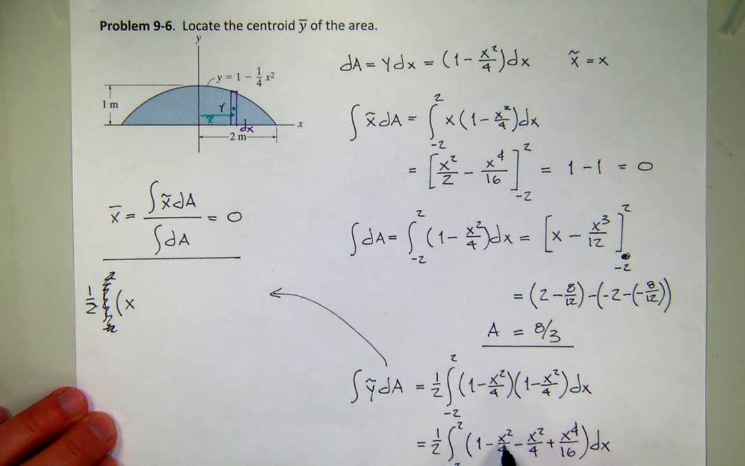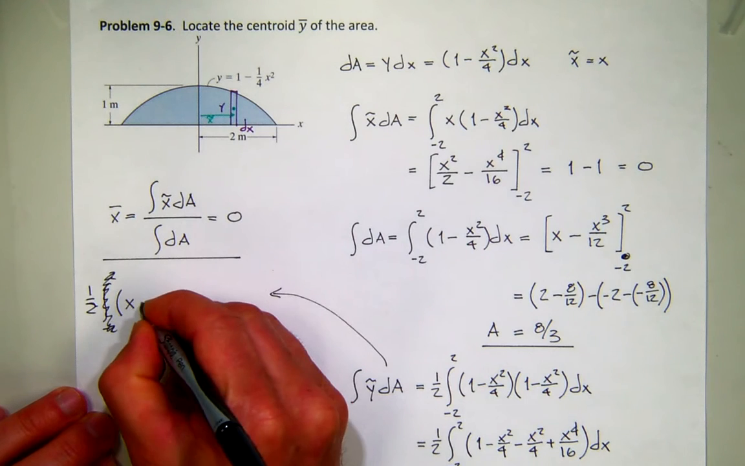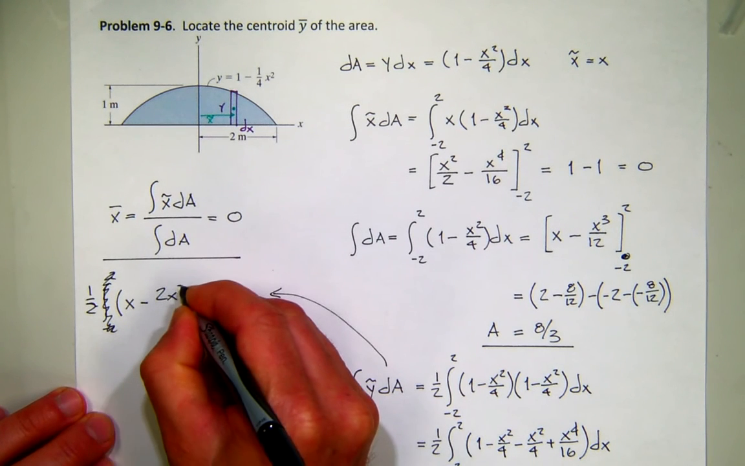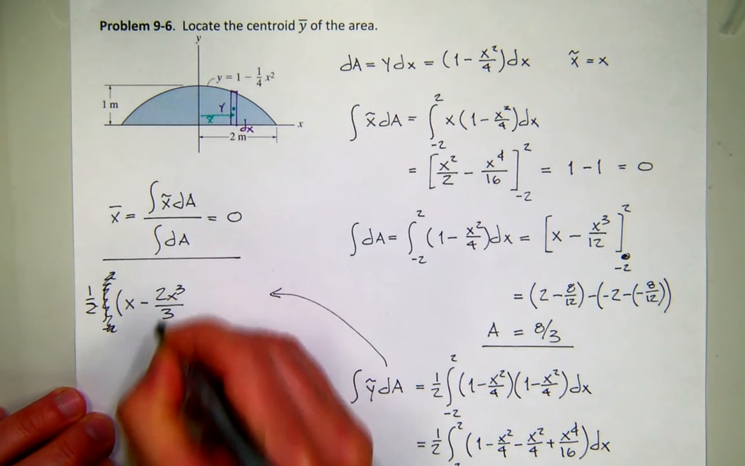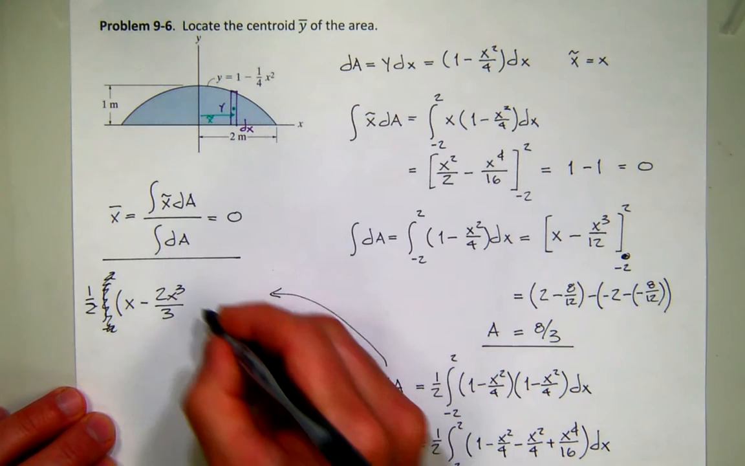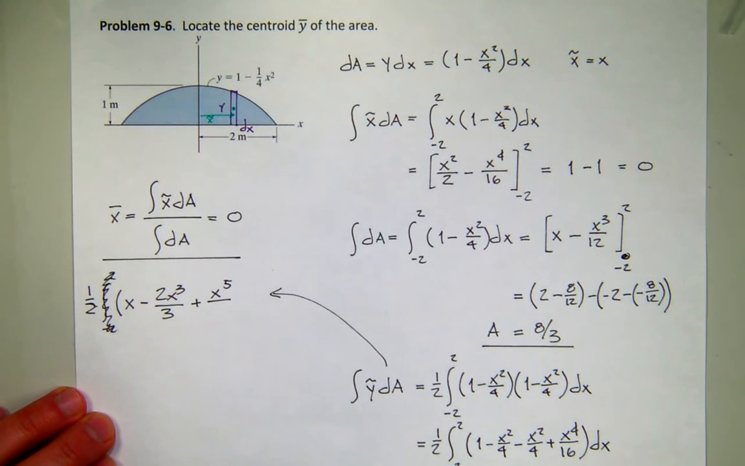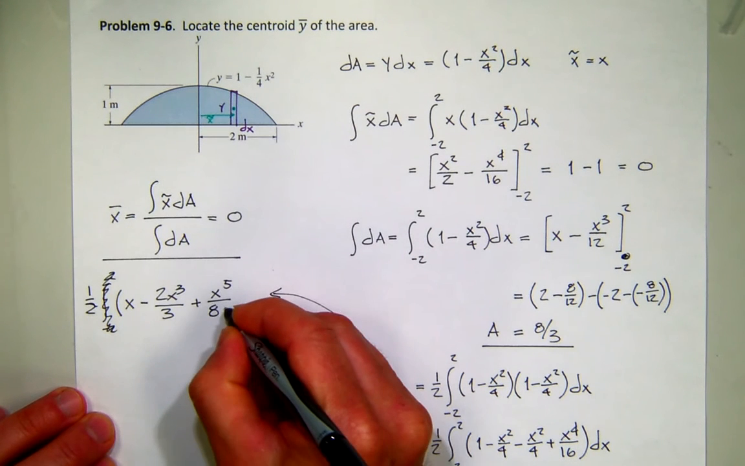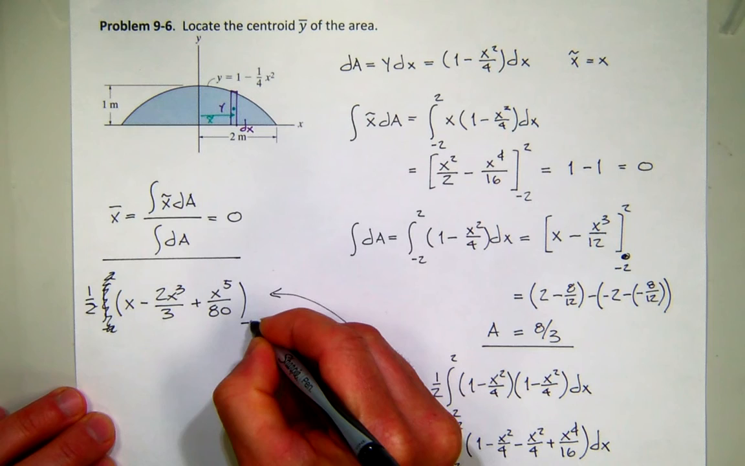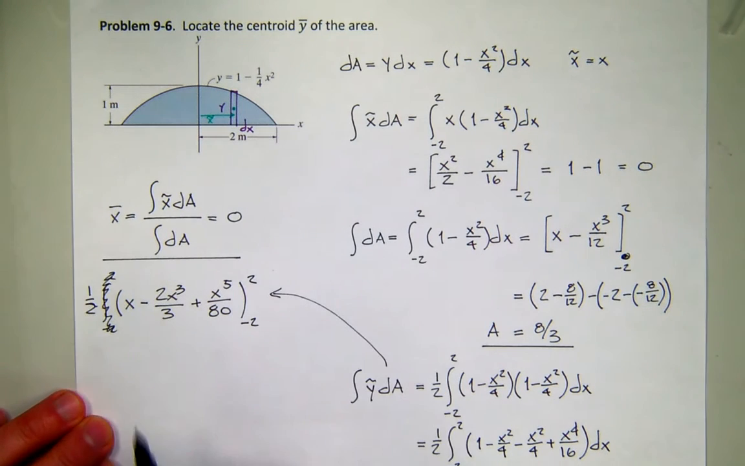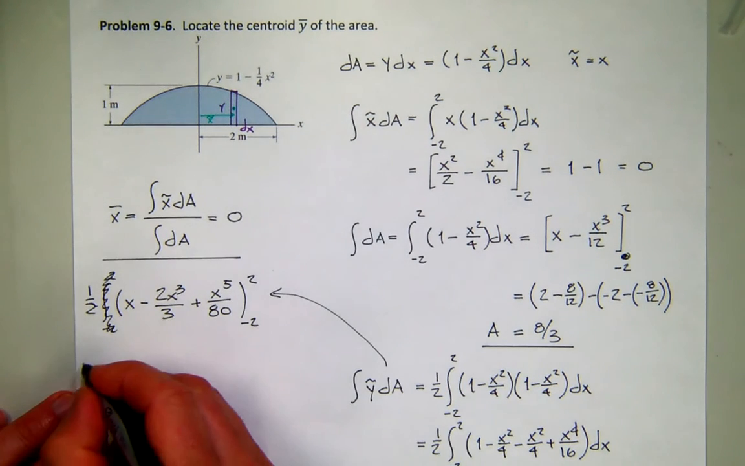We've got 2 of these, so that's really minus 2x squared, right? That's going to be minus 2x cubed over 3. And then this last one will be plus x to the 5th over, what is that, 80? And let's evaluate that from -2 to 2. So what's that going to be equal to?